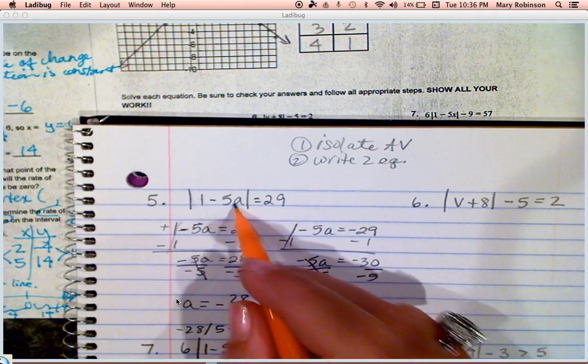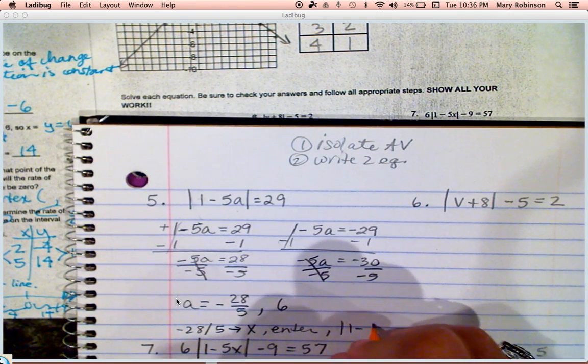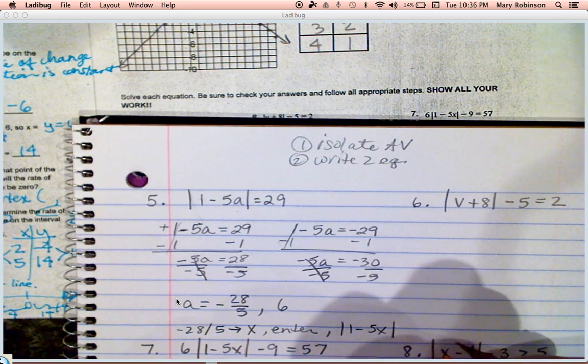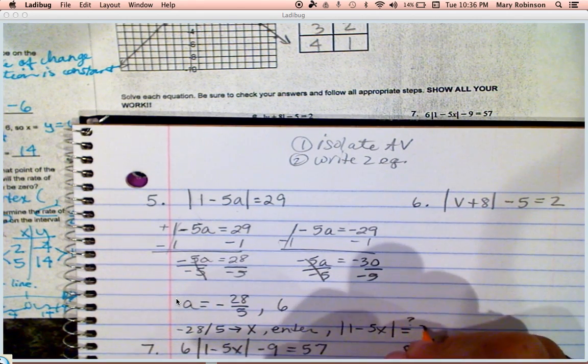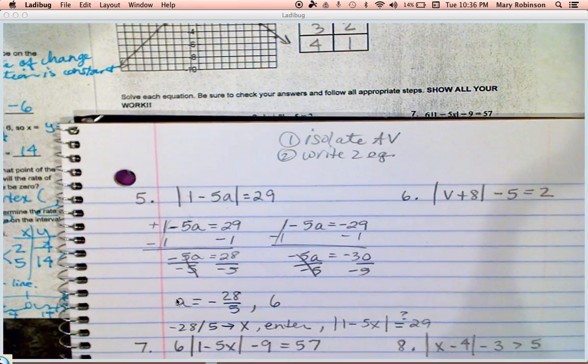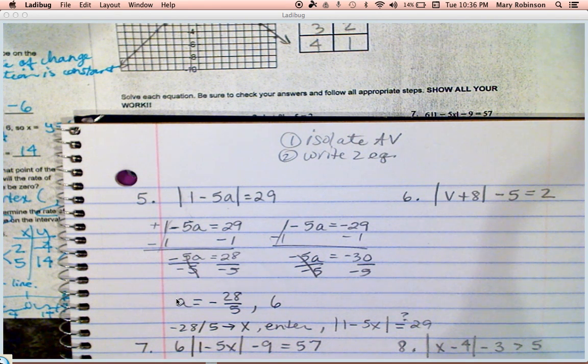Then you just type in the absolute value of 1 minus 5x in your calculator, and it should come out to equal 29. So I'll put a question mark. Does it equal 29? If so, that means it's the correct answer. And then you can repeat that process for 6 as well.